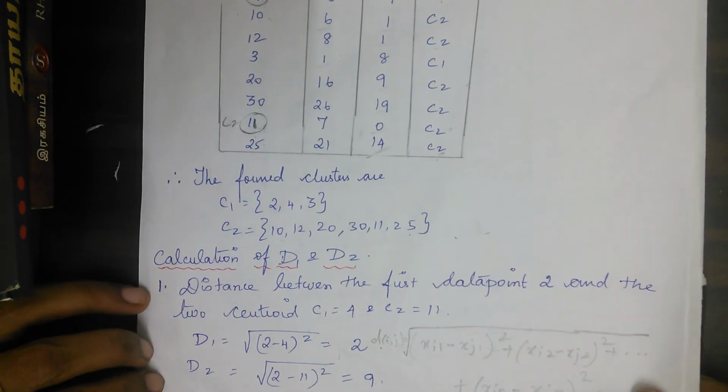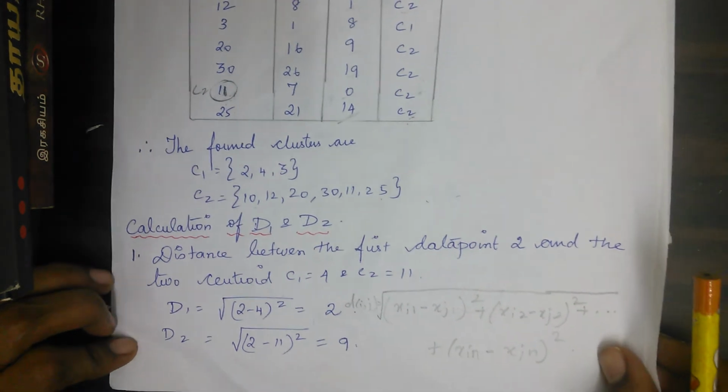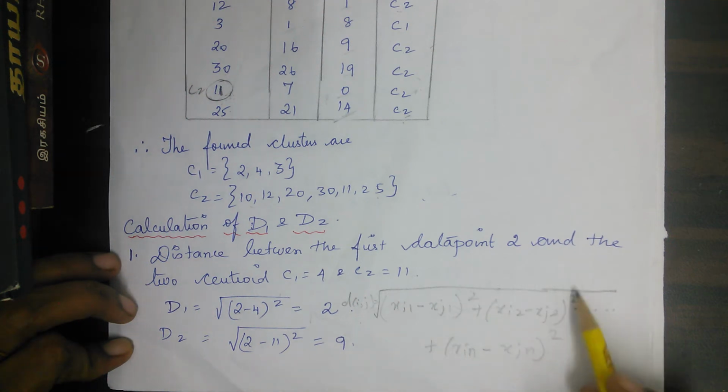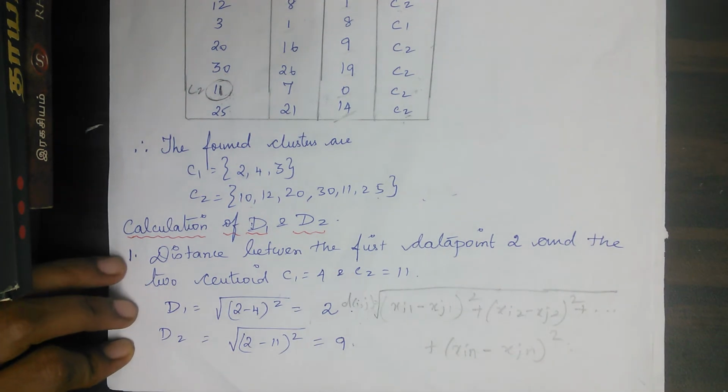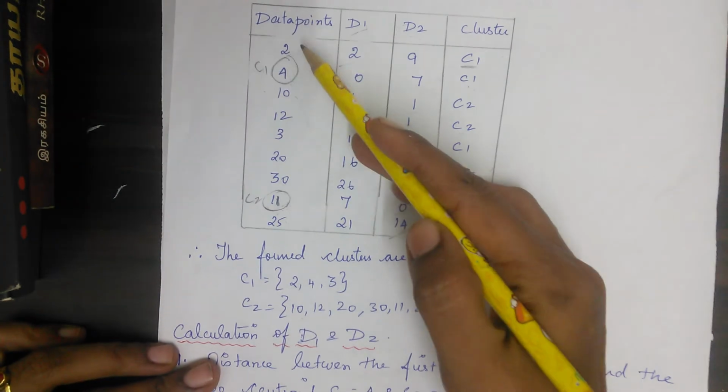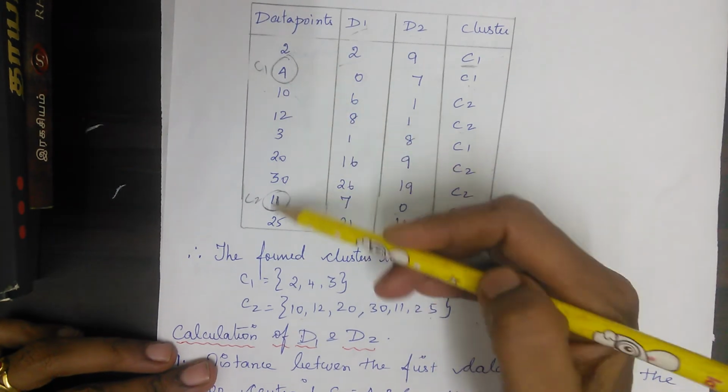So see here, my 2 is my first data point. First I would like to tell you the formula for the Euclidean distance. d(i,j) is equal to the square root of (xi1 minus xj1) the whole square plus (xi2 minus xj2) the whole square, and so on up to (xin minus xjn) the whole square. So this is the formula of the Euclidean distance. Now I have to find the distance between the data point 2 and the centroids C1 and C2.